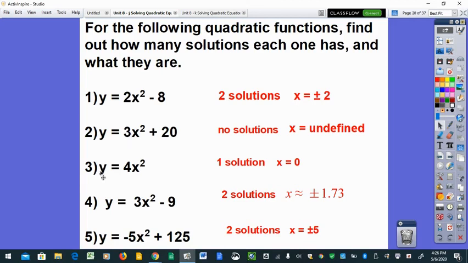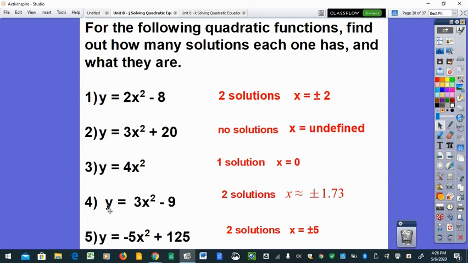The next one, you would have put a 0 in and divided by 4. 0 divided by 4 is 0. You've got x squared equaling 0. The square root of 0 doesn't have a plus or minus. There's only one answer, which is 0. There's only one solution. This parabola is opening up, but its vertex is sitting on the x-axis. It's actually at the origin.